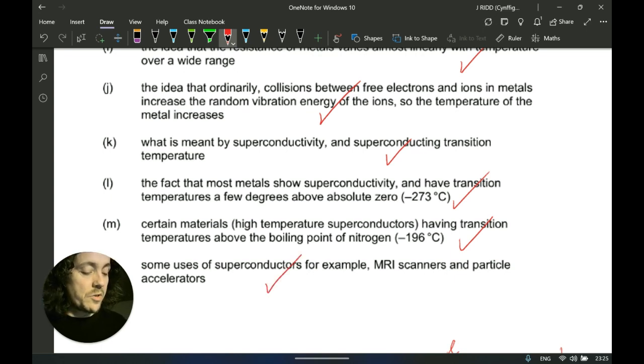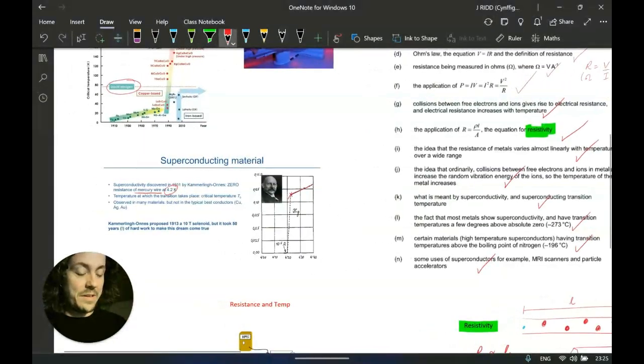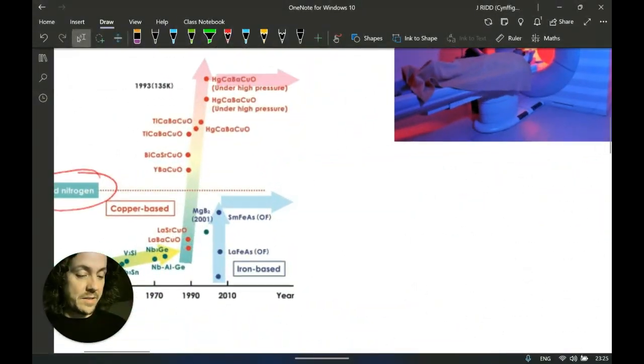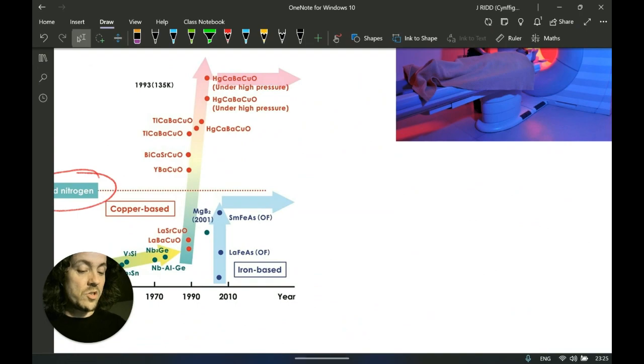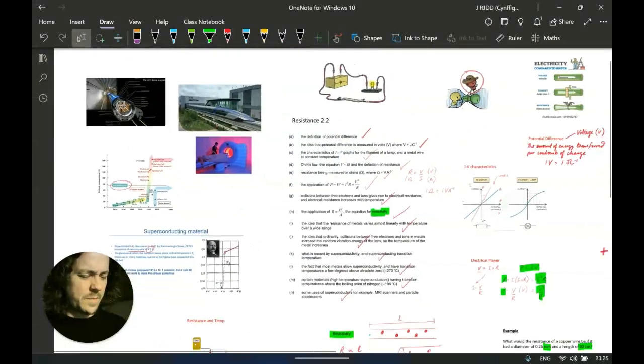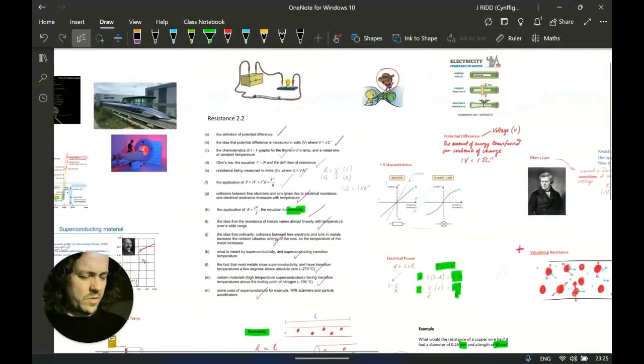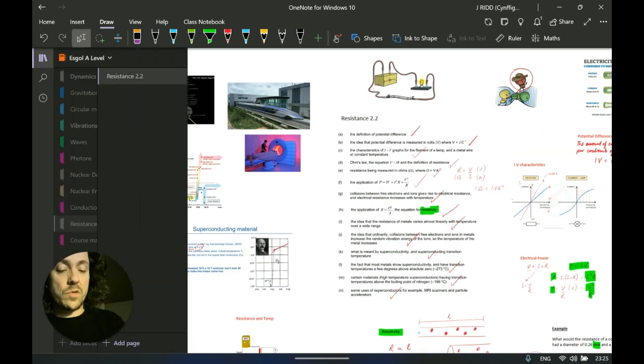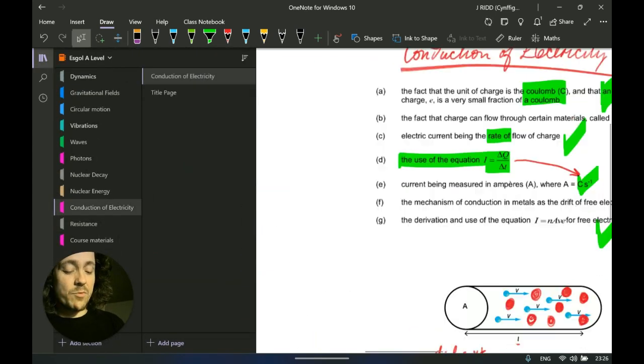Some uses of superconductivity, for example, MRI scanners and particle accelerators. I think we've covered that. Okay, so I think we're going to leave it there. So that is an overview then of the conduction of electricity, and of course resistance, I should say.